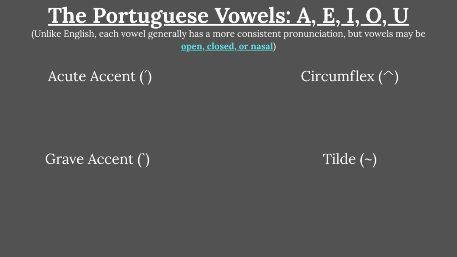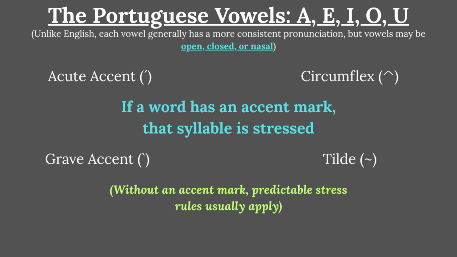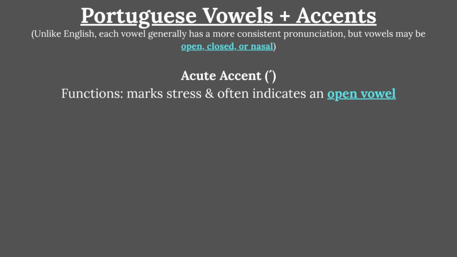Portuguese uses 4 main accent marks: acute, circumflex, tilde, and grave. Such accents control regular stress rules, so if a Portuguese word has any of these accents, the syllable with the accent will be stressed. Without an accent mark, predictable stress rules usually apply, and this makes Portuguese pronunciation more systematic than English. The acute accent is a small mark that's placed above a vowel, pointing to the right.